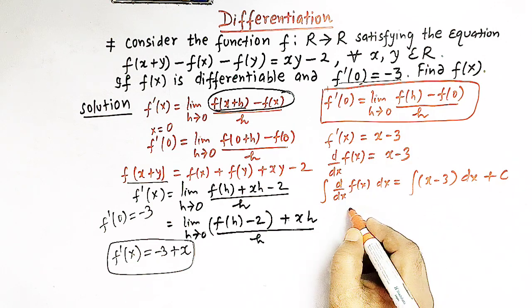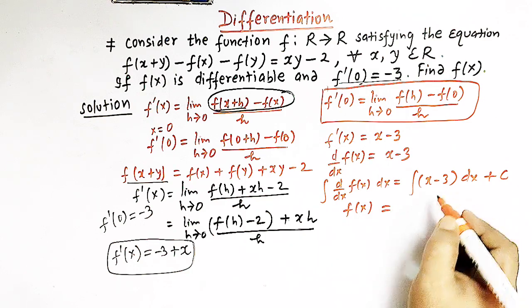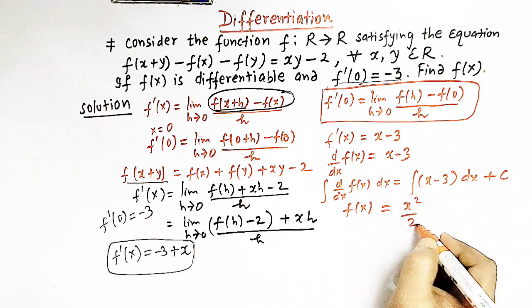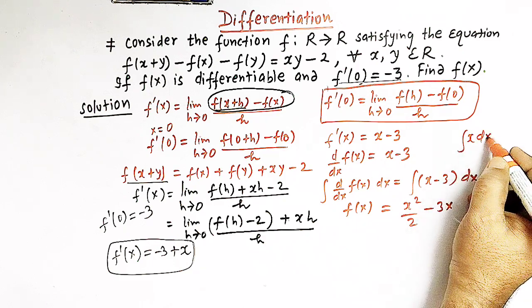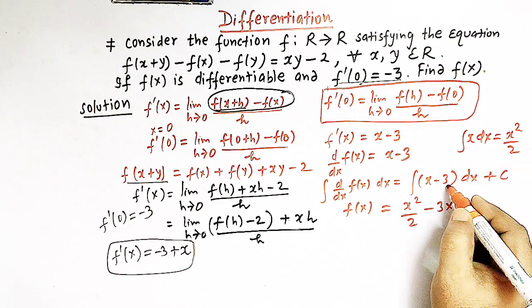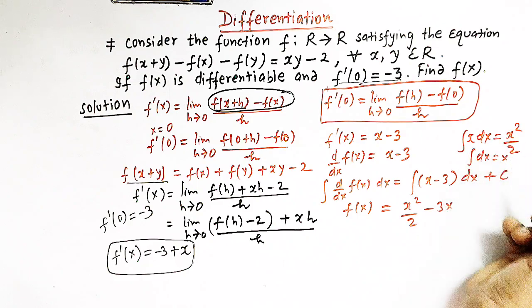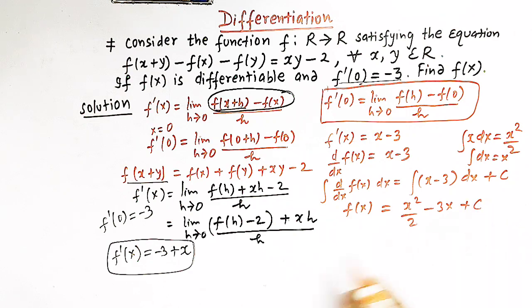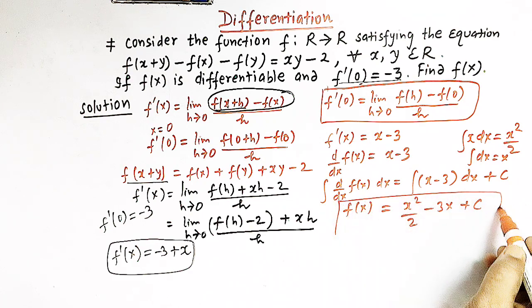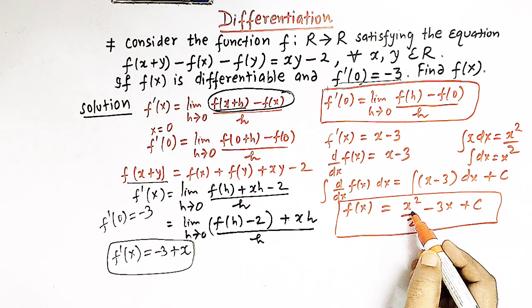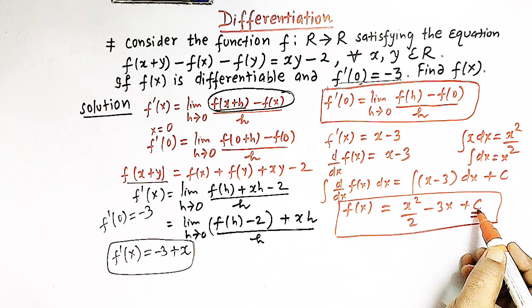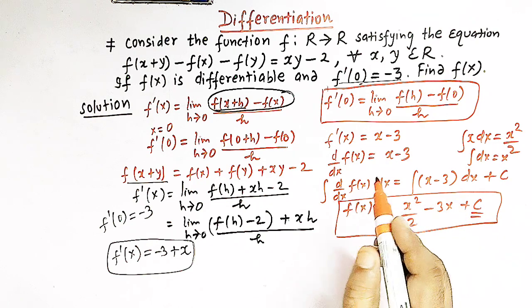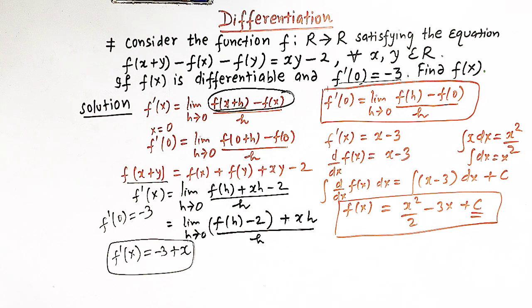So now this expression is simply f of x, and here we have x square over 2, and here we have minus 3x, right? So the integral x dx is x square over 2, and the integral dx is simply x. So here we have plus c. So the function f of x is now a quadratic function, x square over 2 minus 3x plus c. Now we can find out the value of this c by using the boundary condition or initial value condition.